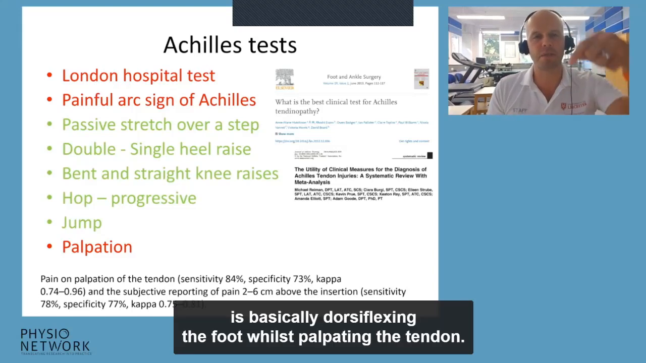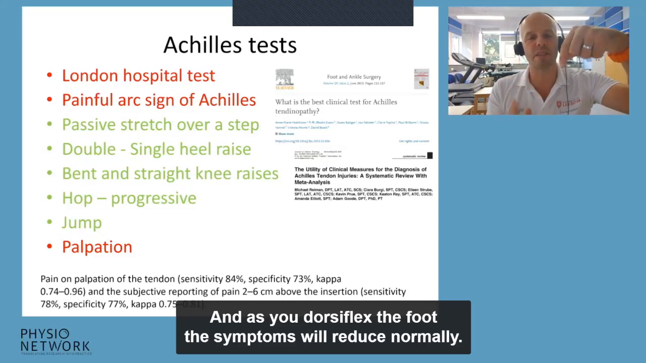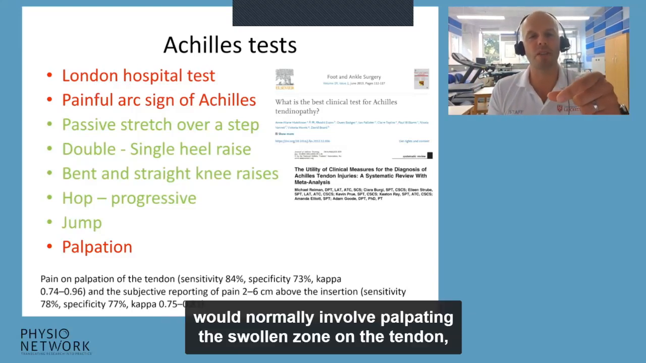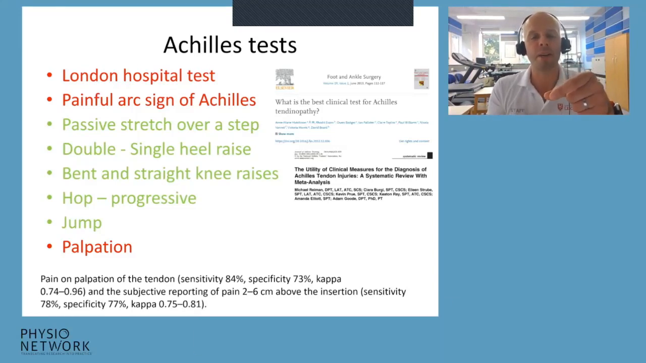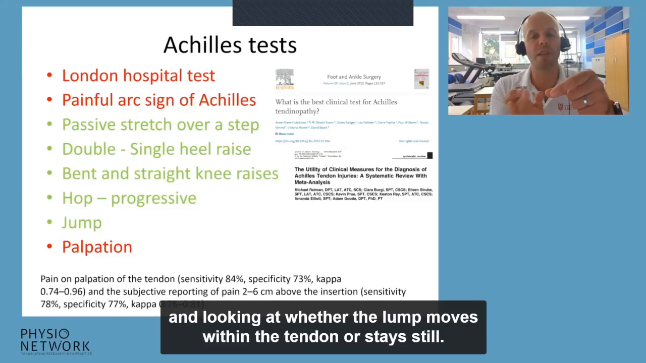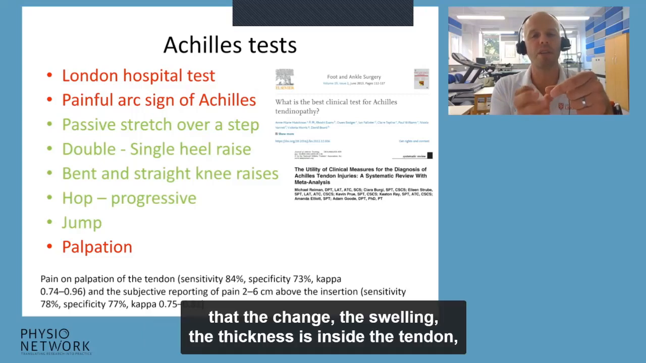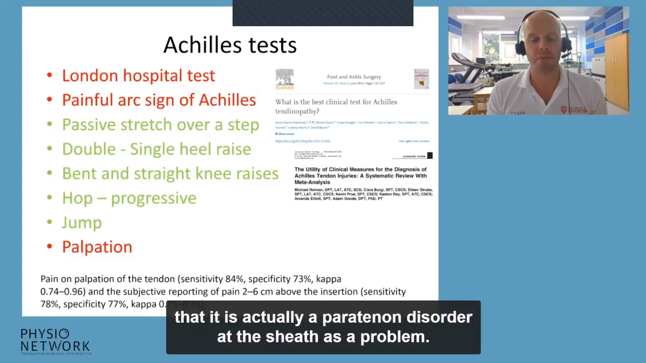The London Hospital test is basically dorsiflexing the foot whilst palpating the tendon, and as you dorsiflex the foot, the symptoms will normally reduce. And the painful arc sign of the Achilles would normally involve palpating the swollen zone on the tendon, dorsiflexing the foot passively over the end of the bed, and looking at whether the lump moves within the tendon or stays still. If the lump moves, you normally determine that the change, the swelling, the thickness is inside the tendon, whereas if the lump stays still, you may deem that it is actually a peritendinous disorder, the sheath is a problem.